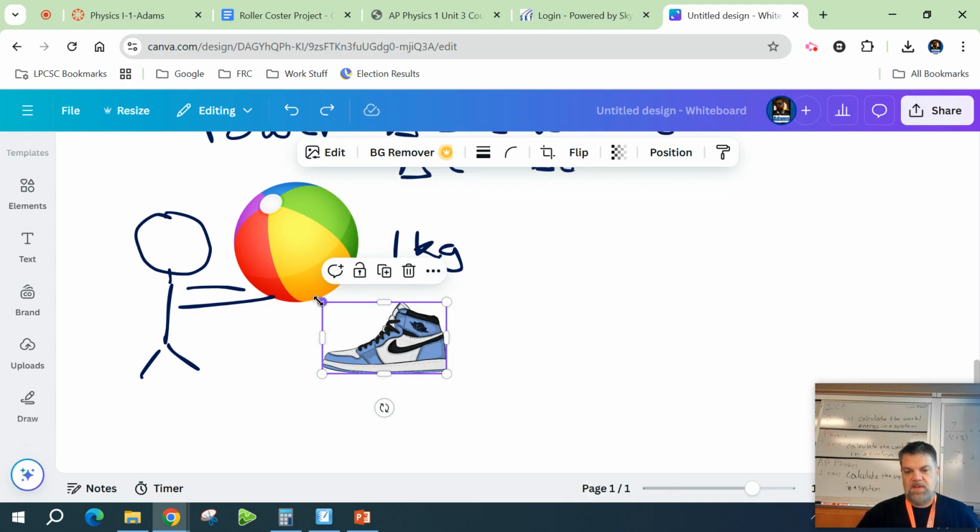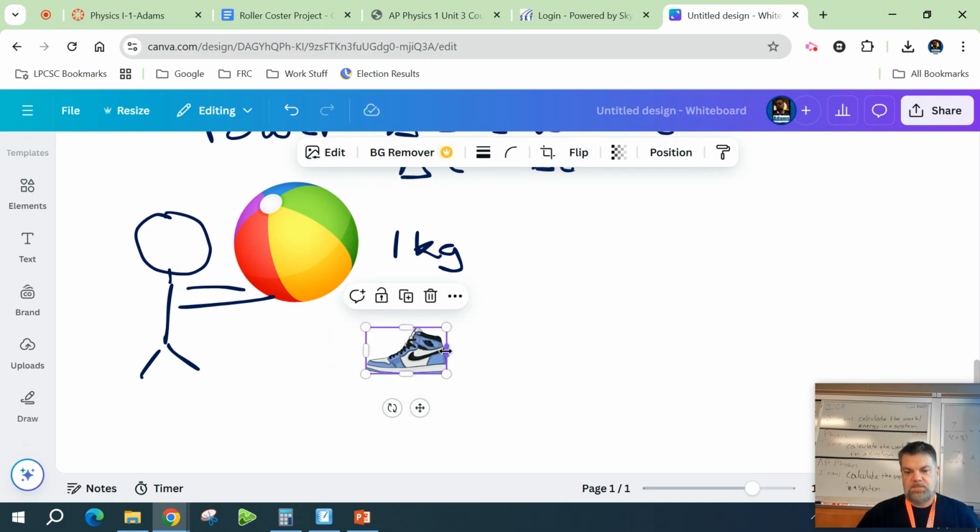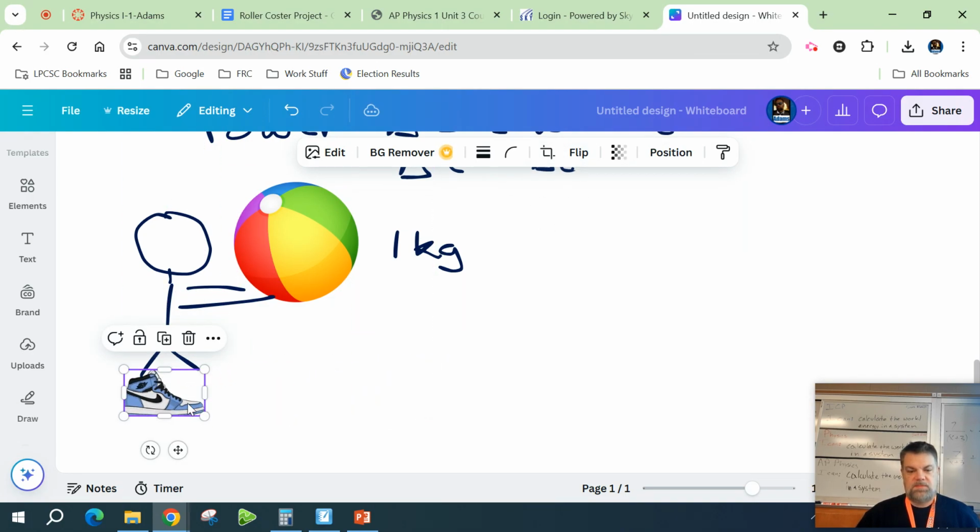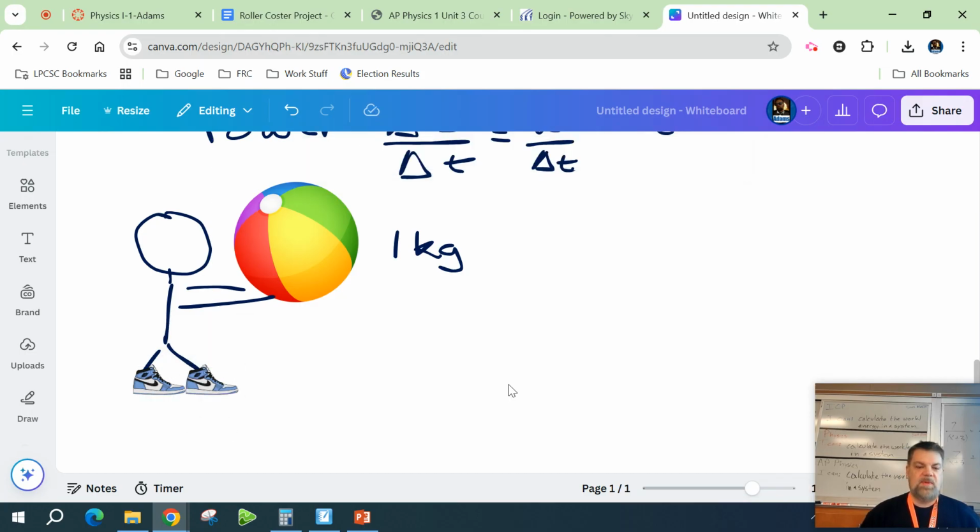I gotta remember how to do this. I think there's a way that I can flip it. Where? Up here? Oh yeah, flip. Flip horizontally. There it is. Okay, that's about enough on that.